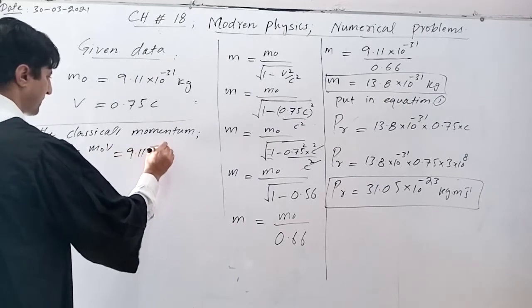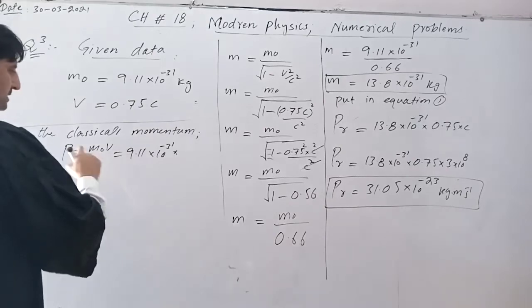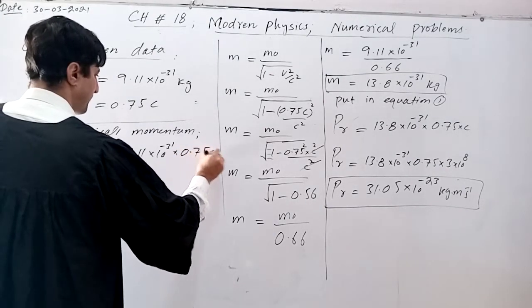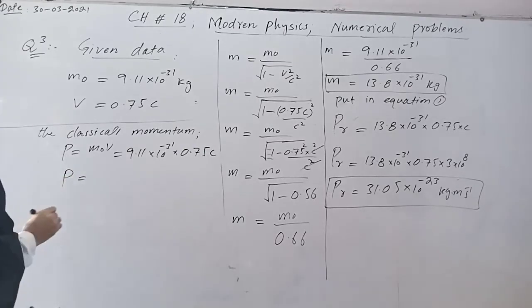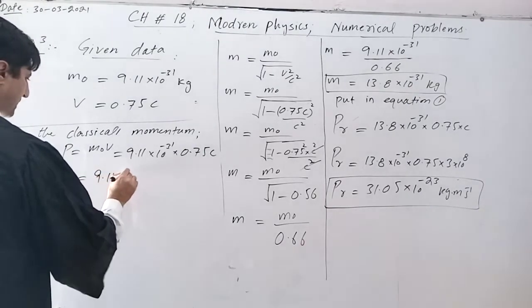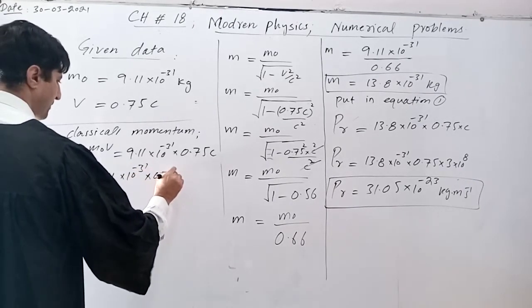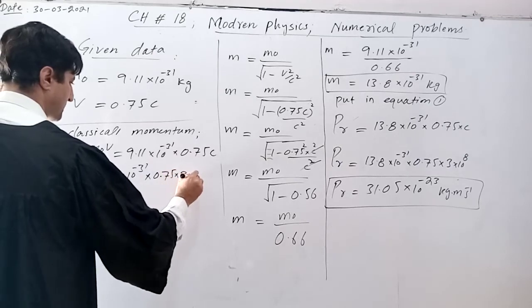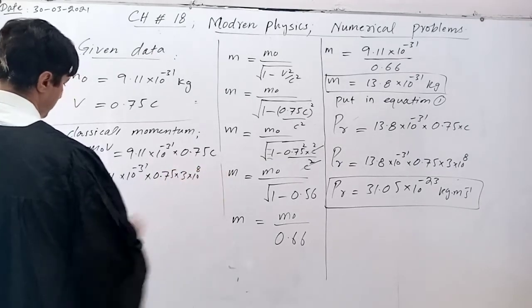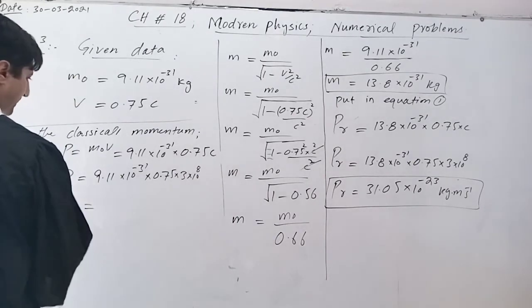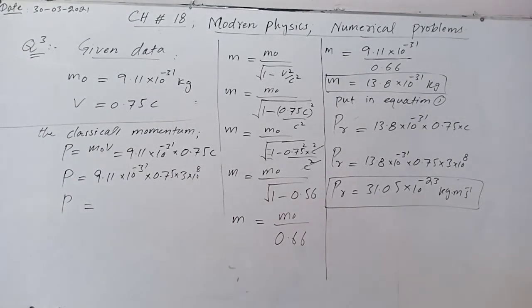So putting values here, we get 9.11 multiplied by 10 power minus 31 multiplied by V, and V is 0.75 into C. So P is equal to 9.11 multiplied by 10 power minus 31 times 0.75 times the value of C, 3 multiplied by 10 power 8. So this will be the classical momentum. We just multiply 9.11 with 0.75 and then with 3.